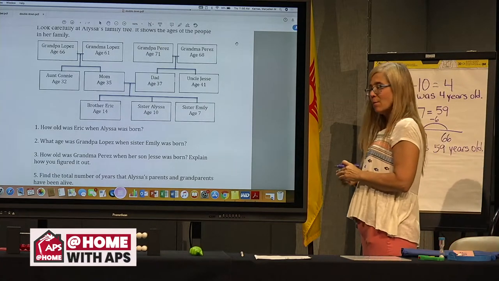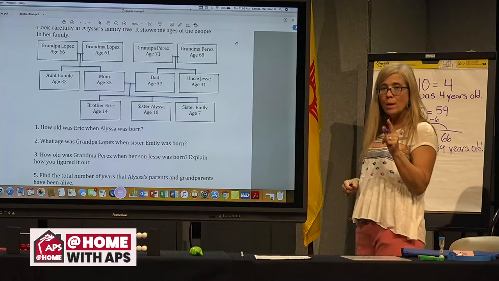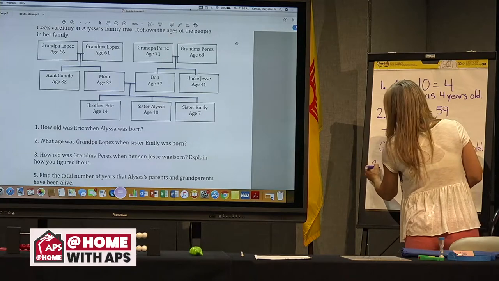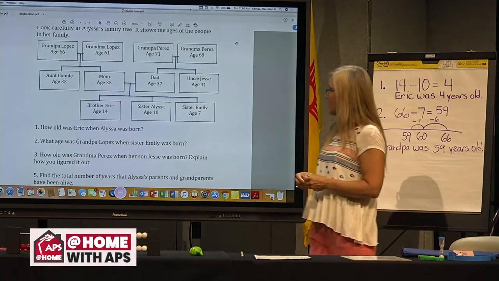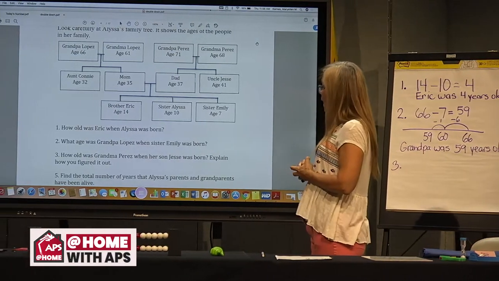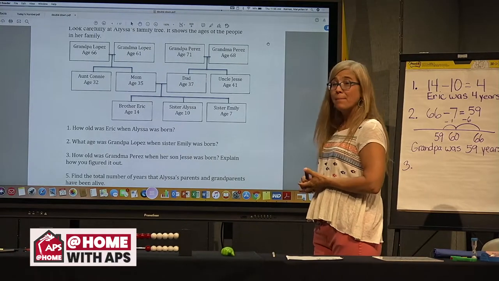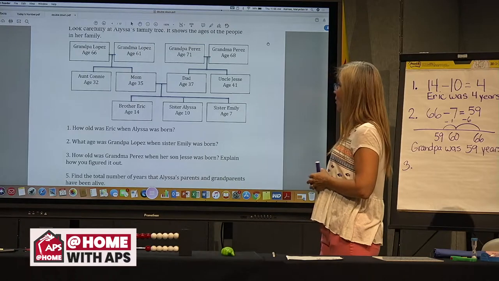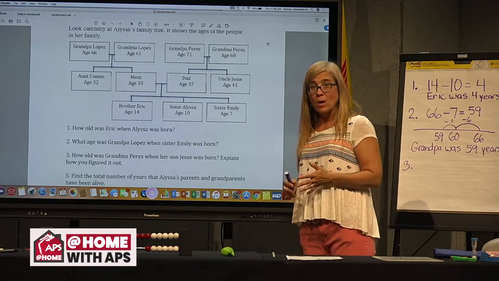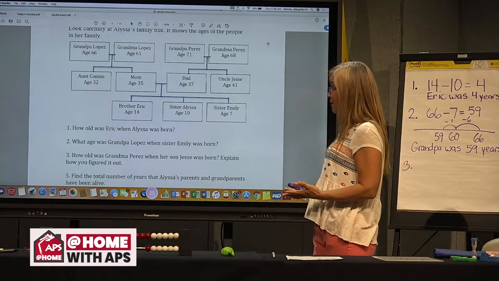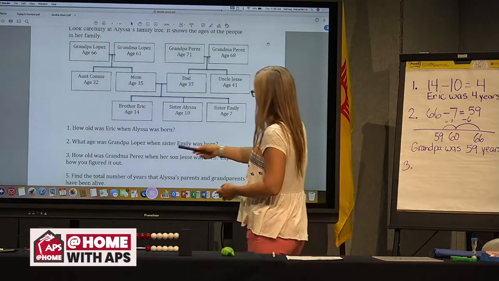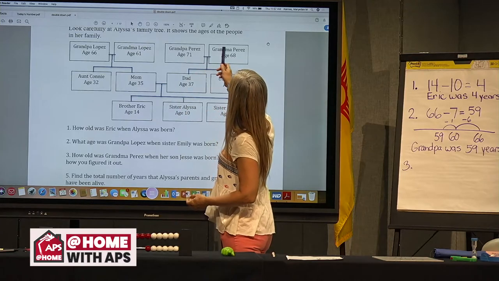All right, I think we have probably time to do one more of our questions. So let's look and see what 3 is asking. How old was Grandma Perez when her son Jesse was born? Explain how you figured it out. Ooh, this one's wanting us to explain a little bit more. It's not just asking us for the answer. So, Grandma Perez is right here.